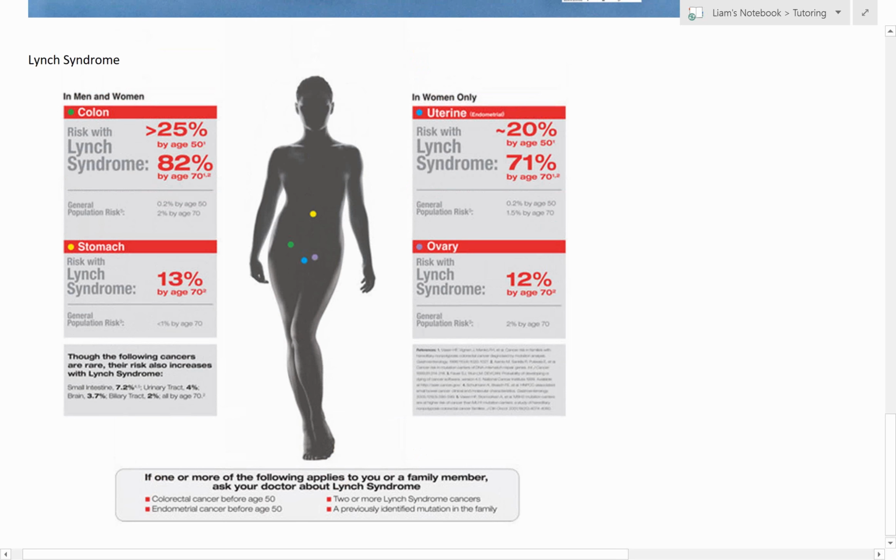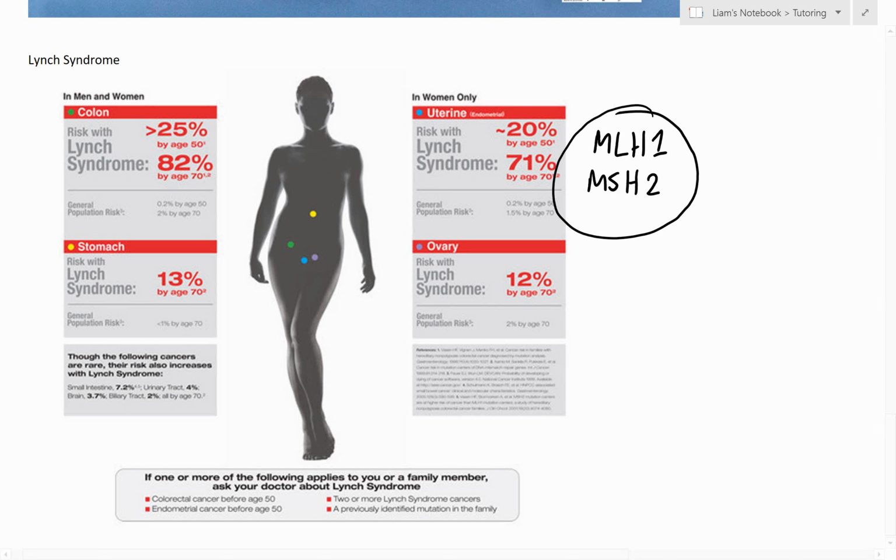Lynch syndrome is again autosomal dominant, and it's due to this microsatellite instability pathway. So generally it's due to defects in mismatch repair genes, and these are usually genes such as MLH1 and MSH2. What these genes usually do is, as cells replicate, they naturally accumulate little bits of DNA damage, and these DNA mismatch repair genes create proteins which go in and fix the problem before it becomes an issue.